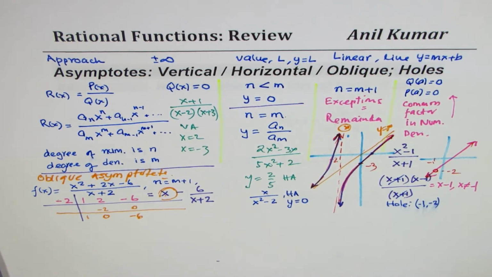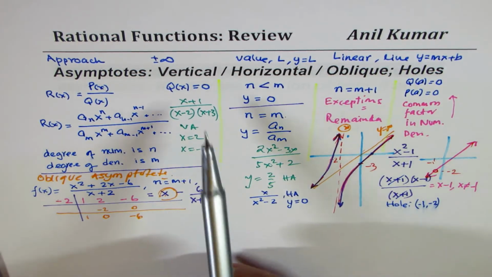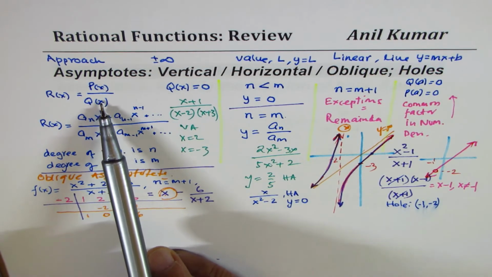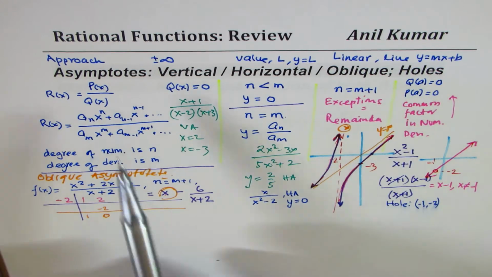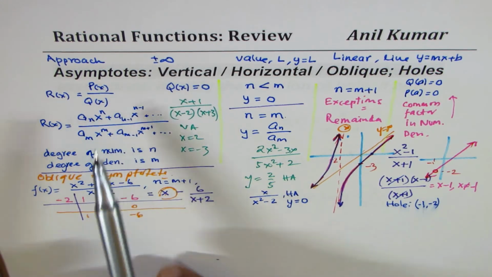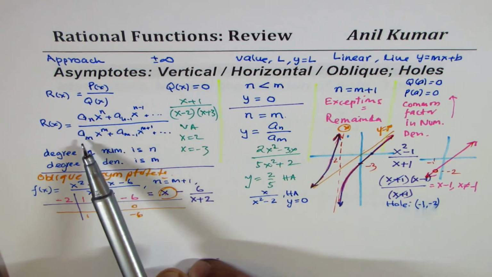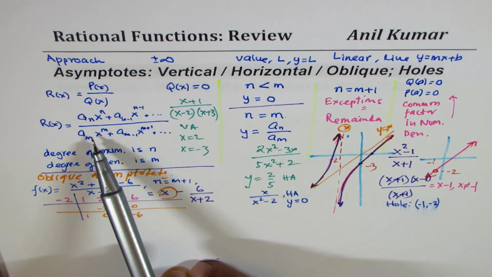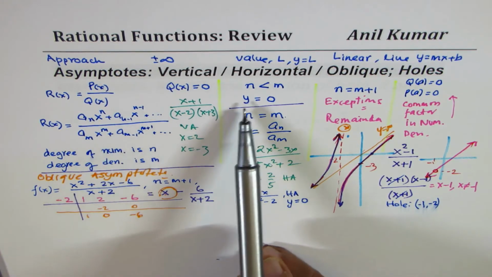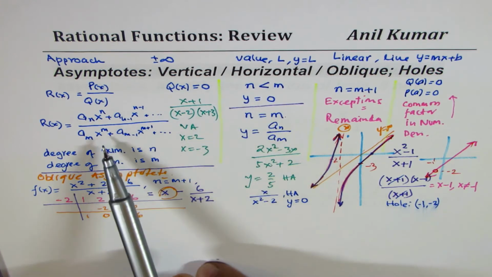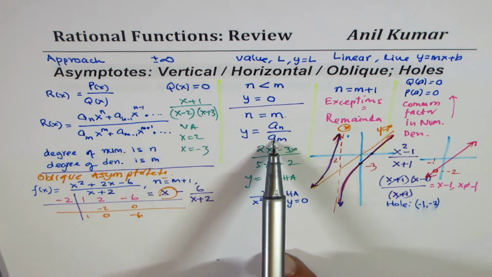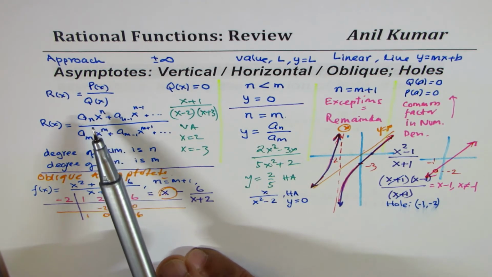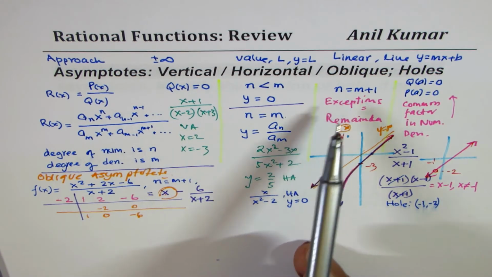So what we have learned in this particular part of the video is the vertical asymptotes and holes will occur when denominator is 0. If we have a common factor, then we have a hole. If we don't have a common factor, we have vertical asymptote. For horizontal asymptotes, we have to compare the degree of numerator and denominator polynomials. If the degree of denominator is higher, in that case y equals to 0 is horizontal asymptote. If they are equal, then ratio of leading coefficients is horizontal asymptote. If degree of numerator is higher by 1, we have an oblique asymptote.